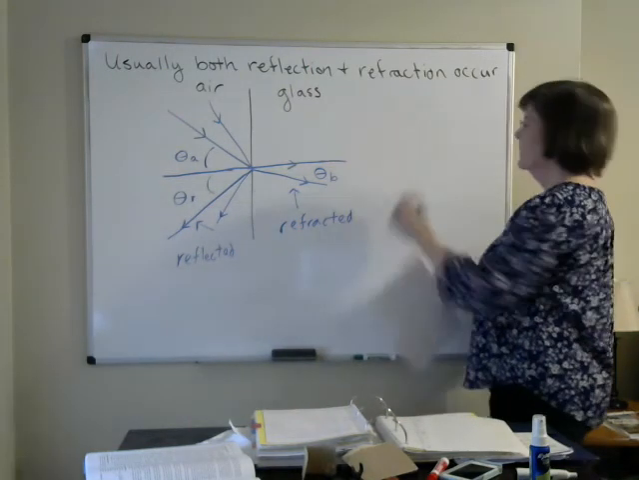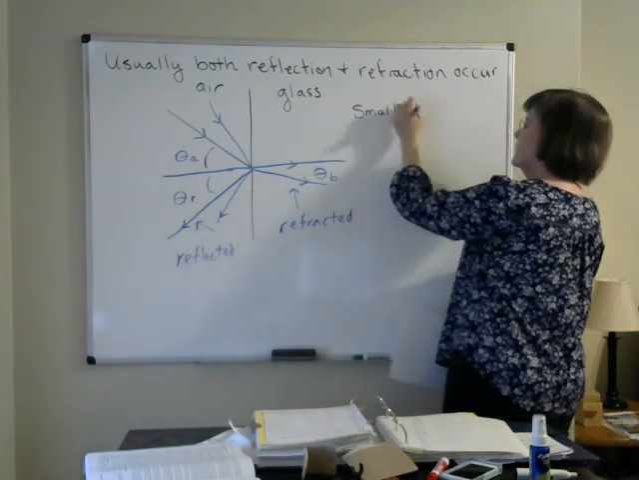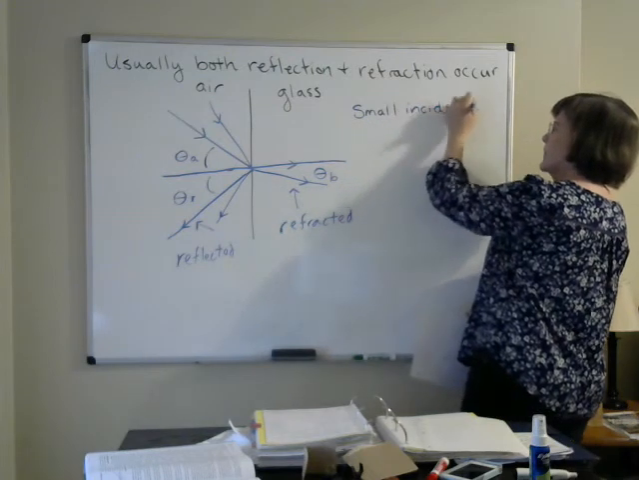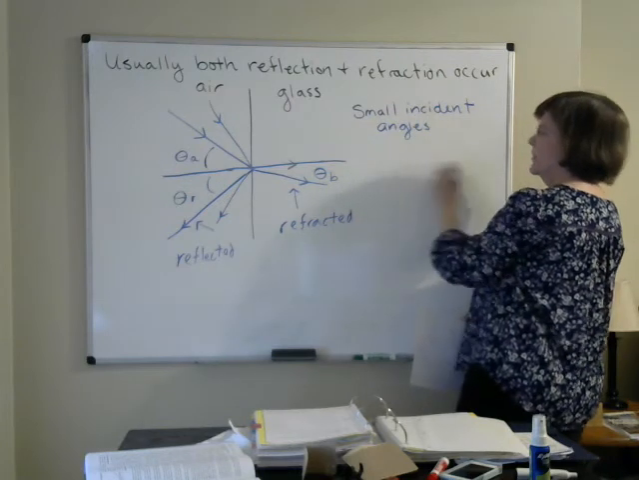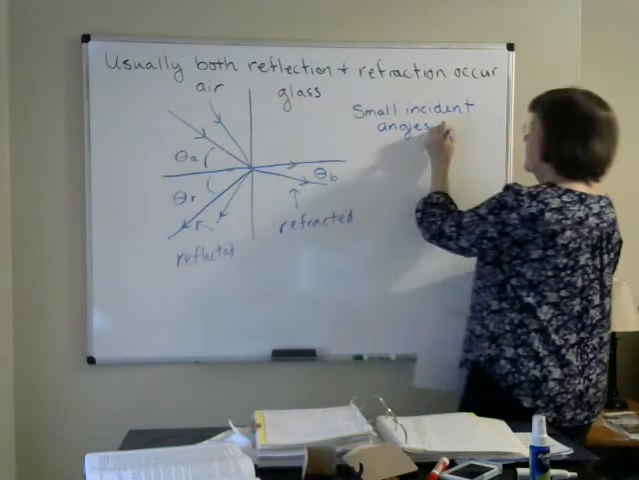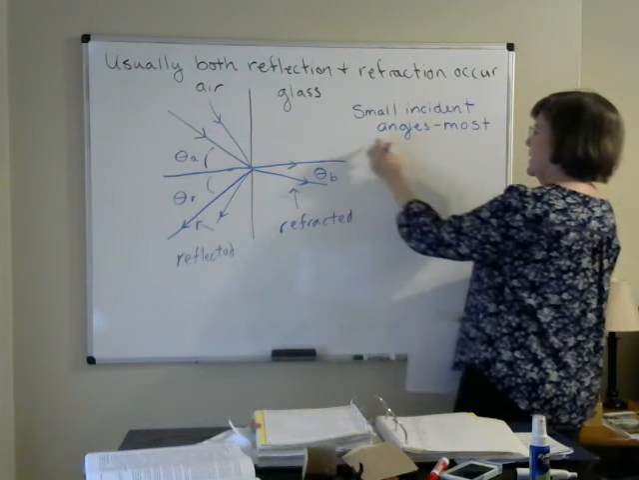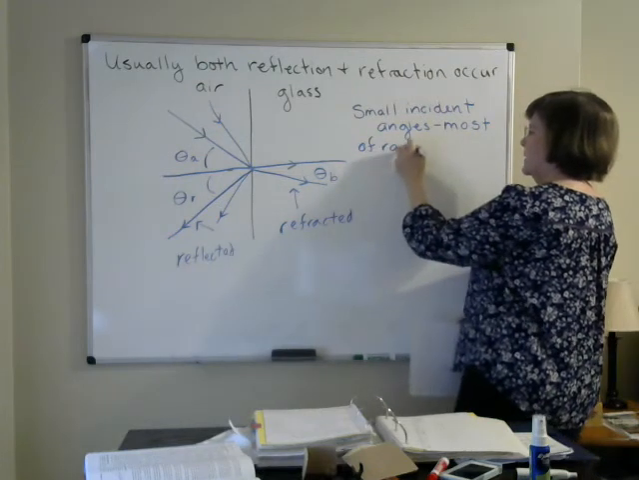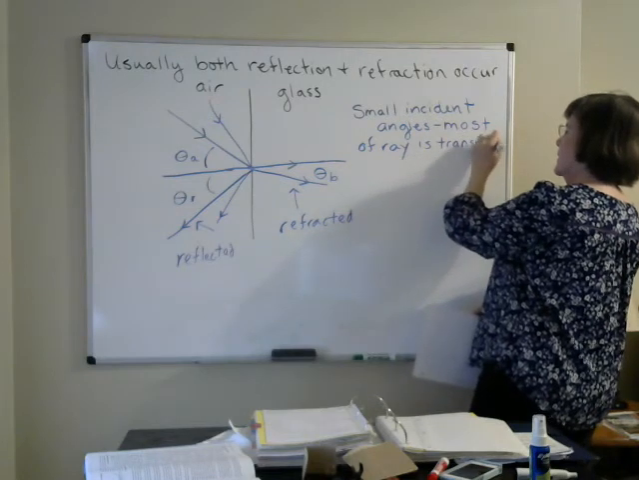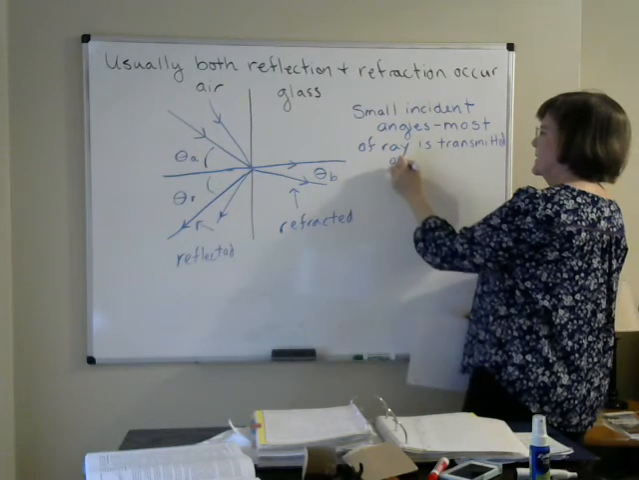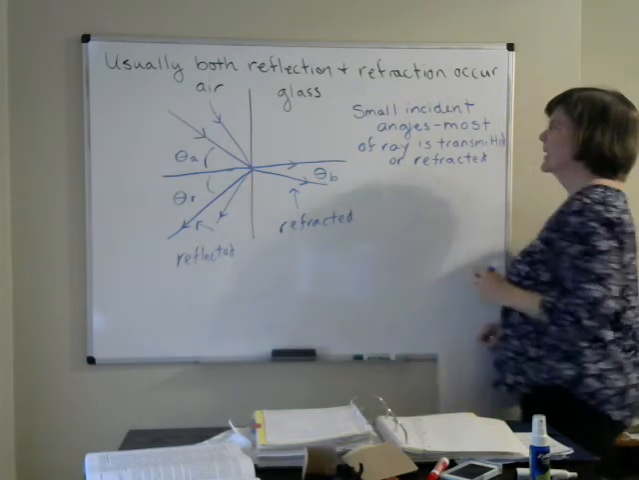So generally, if we have small angles, or small incident angles, think close to perpendicular to the surface, we get most of the ray is transmitted or refracted. Most of it's going to pass right on into the new medium, right?